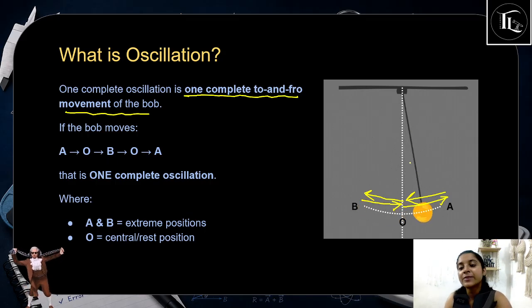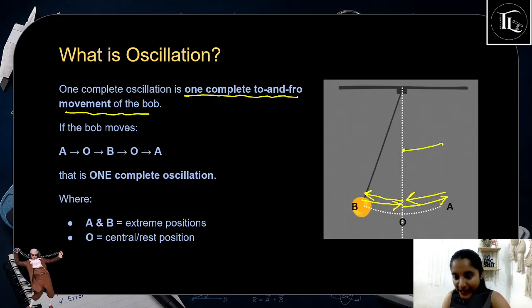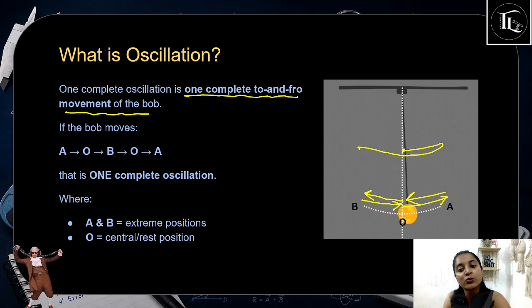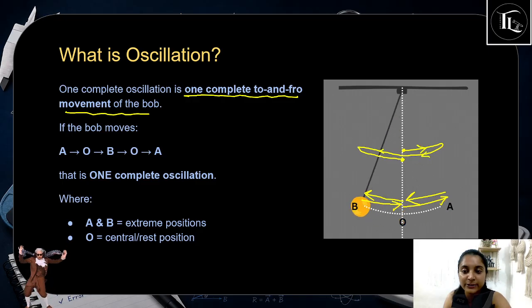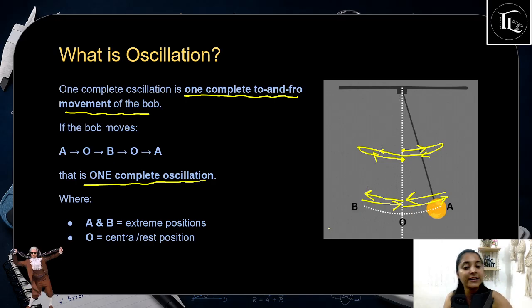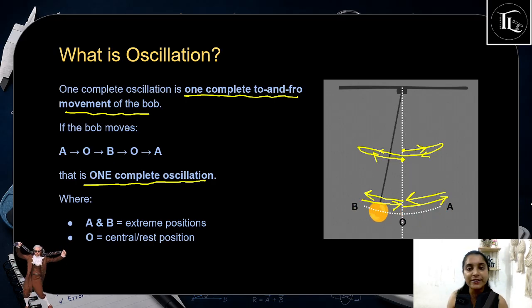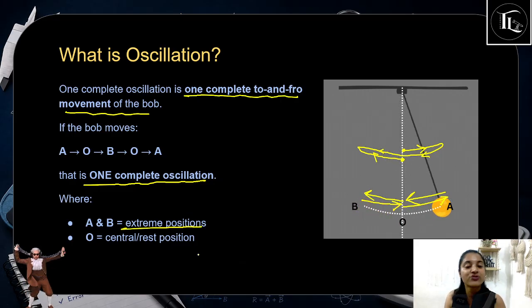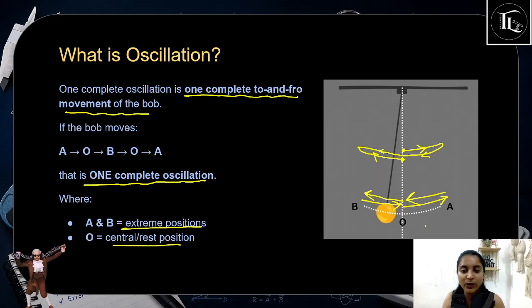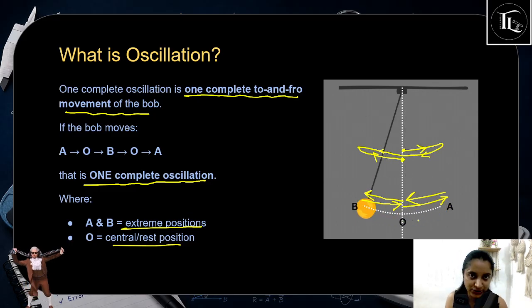Now sometimes we can also start from O. It doesn't matter where you start, you just need to end at the same point. So if we start from O, it would be O to A to O to B, and B back to O. Here we have to stop. I hope this is clear. This constitutes one complete oscillation. Points A and B, where the bob reaches its maximum height, are the extreme positions, and the center one, O, is the rest position.